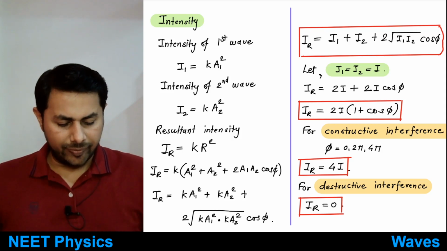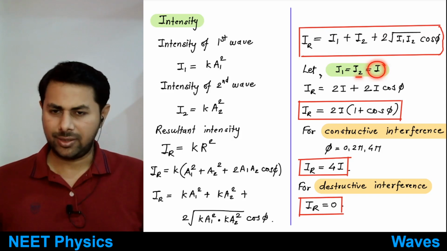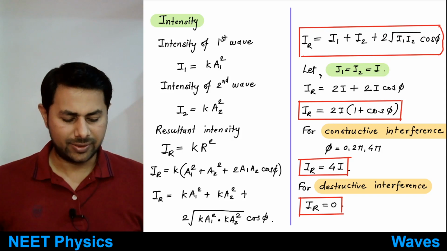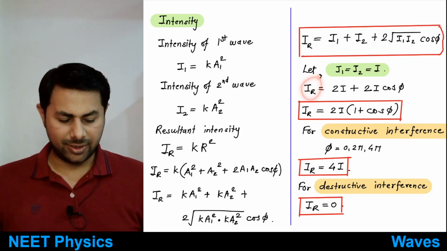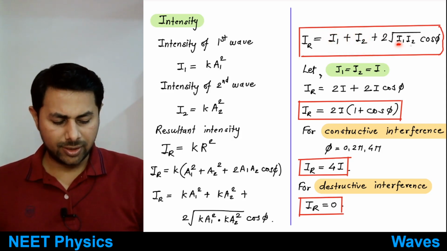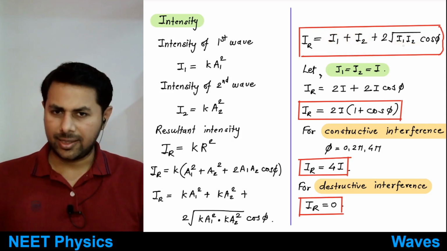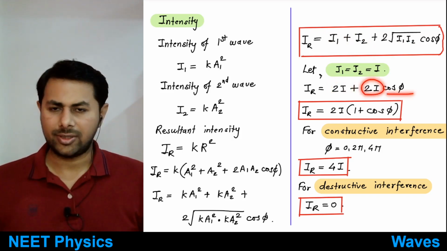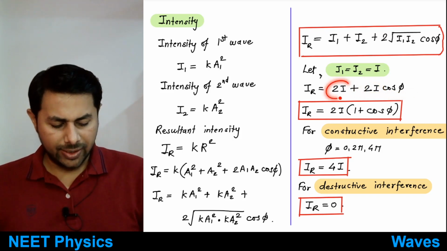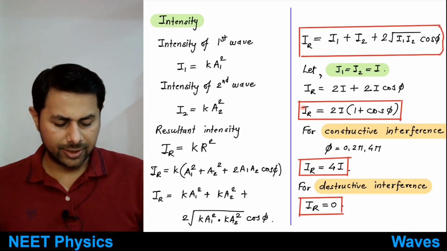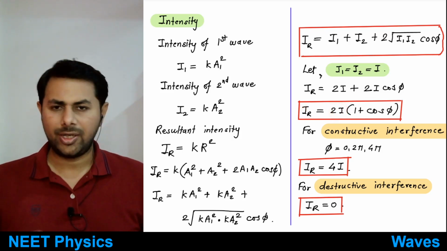Right. Okay, good. Then you have I1, suppose I1 is equal to I2 is equal to I, that means both the waves have same amplitude. Then what will happen in that case? So then the resultant intensity would be I1 plus I2, which is 2 times I. Here you have I times I, means square root of I square, so that is I. So you have 2I plus 2 times I cos phi. Okay, and you can take 2I common out of these two. So what do you get? You get the resultant intensity is 2I multiplied by 1 plus cos phi.